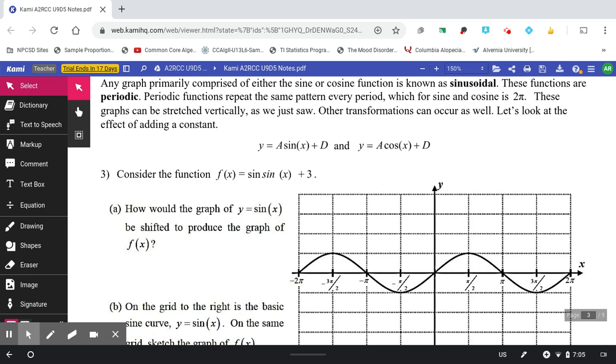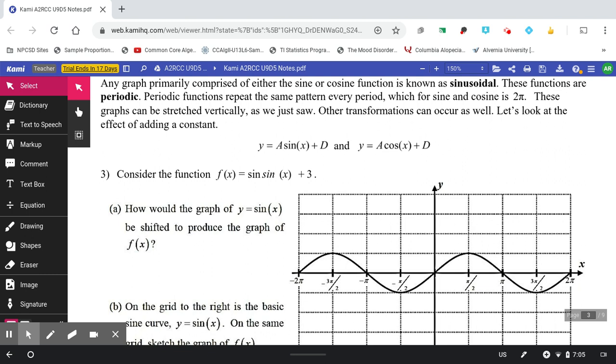Okay, so the next part is to talk about vertical shifts. So we just talked about the amplitude, which is the height of the curve, and now we're going to talk about whether it shifts up or down. Okay, so that's the vertical shift.